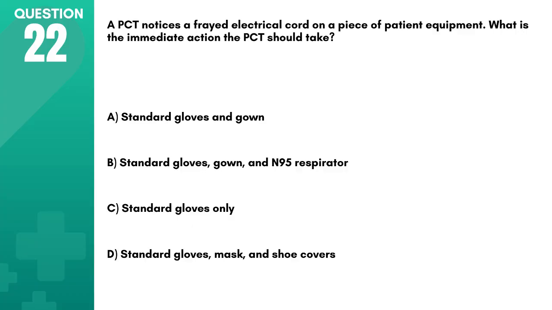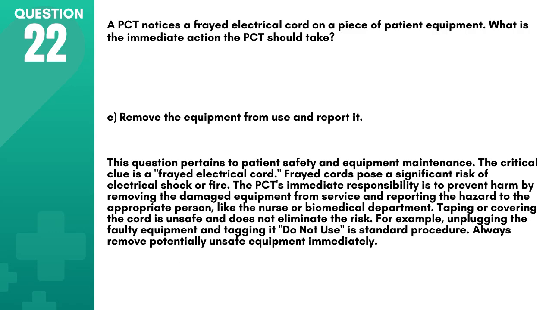Question 22. A PCT notices a frayed electrical cord on a piece of patient equipment. What is the immediate action the PCT should take? A. Tape the frayed cord securely. B. Cover the cord with a cloth. C. Remove the equipment from use and report it. D. Continue using the equipment but monitor it closely. Answer: C. Remove the equipment from use and report it.